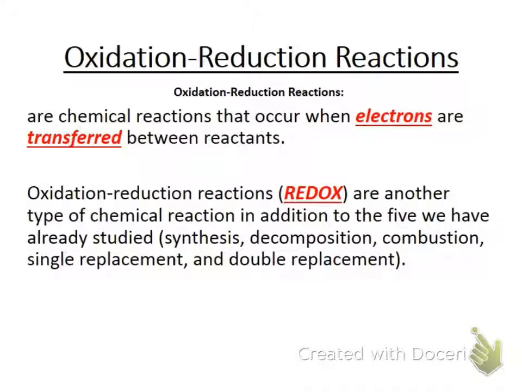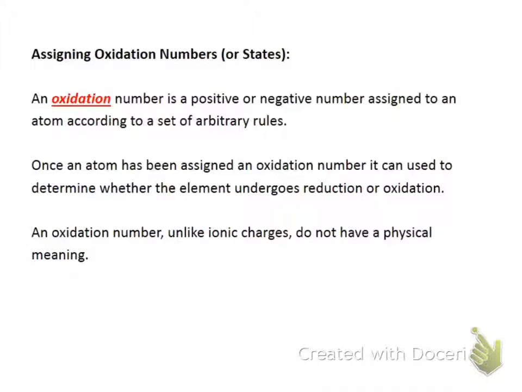They're just another type of chemical reaction in addition to the ones we studied earlier in the year, synthesis, decomposition, etc. You'll actually find that many of those that we studied are in fact redox reactions because electrons are being transferred. So in order to decide if something is a redox, we have to see something called its oxidation state or oxidation number to see if it changes or not.